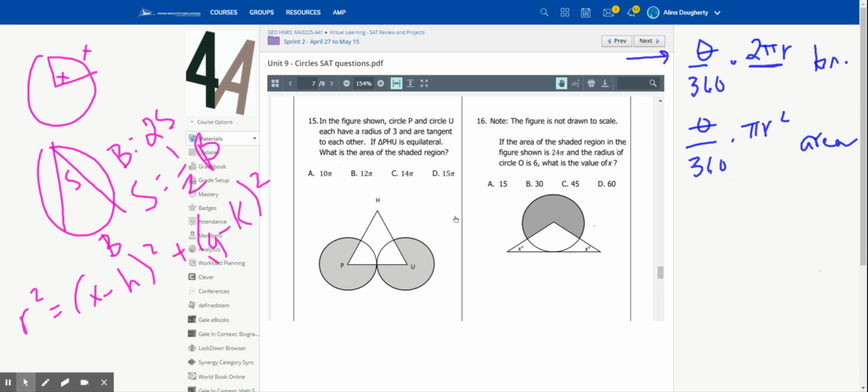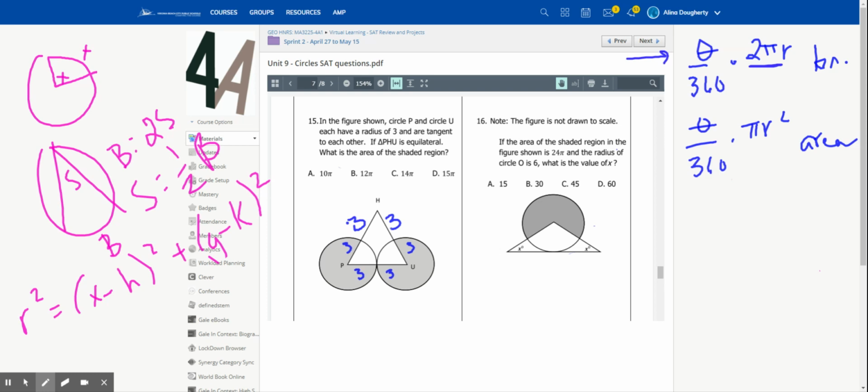Question 15 and 16 are going to be similar. We're going to have to find different ways to break down these pictures. So in the figure shown, circle P and circle U have a radius of 3. So I know this is 3, and this is 3, and this is 3, and this is 3. Their tangent, PHU, is an equilateral triangle, which means this is also 3, and this is also 3, because they're all going to be 6, right? What is the area of the shaded region?